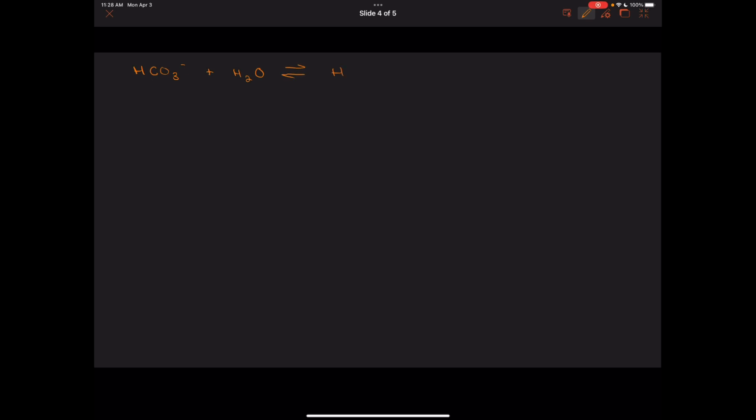Giving us hydronium and CO3 2 minus. Now here our ice table gets a little bit different. When we go to set this up, my HCO3 minus, remember, it's coming from step 1.